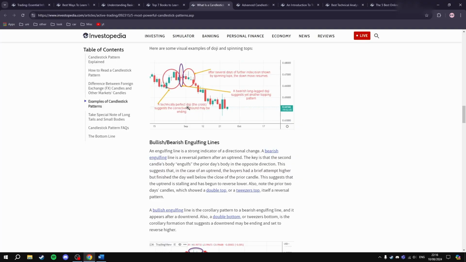A technically perfect doji, the cross, so this one here, suggests the corrective rebound may be ending. A bearish, long-legged doji suggests yet another topping pattern. After several days of further indecision shown by spinning tops, the down move resumes. So I'm assuming this was in an upward move from here to here or something like that. But then due to the indecisions with the dojis and the spinning tops, it turns into a downtrend.